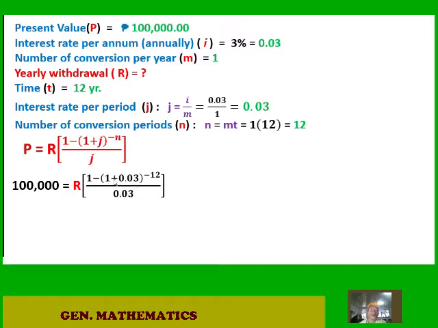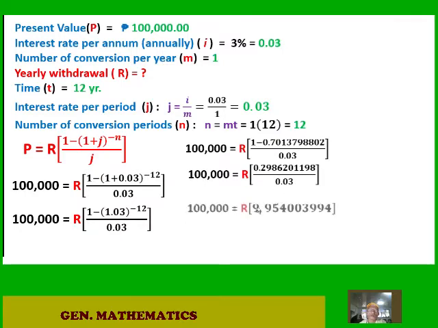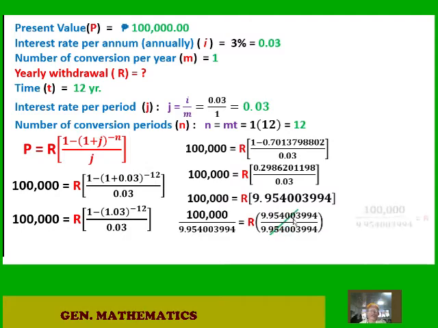Okay, simplify this one. Raised to the power of negative 12. Then subtract this from 1. Then divide it by 0.03. Then divide both sides of the equation by the factor of R. Then cancel out. So R is equal to 10,046.21 pesos. This is the withdrawal every year, so that at the end of 12 years, there is no more remaining balance.